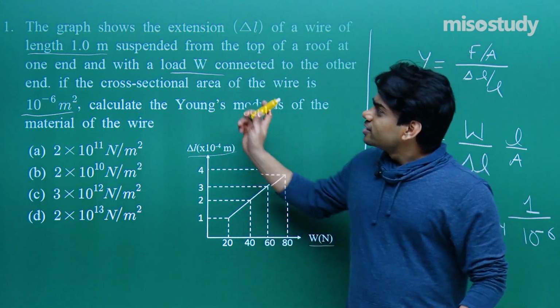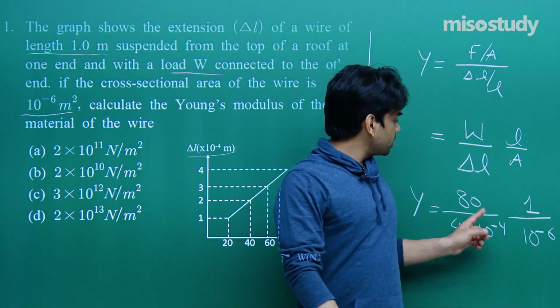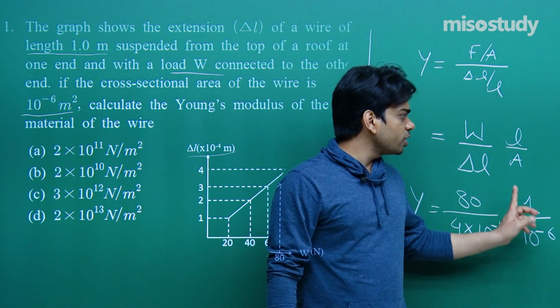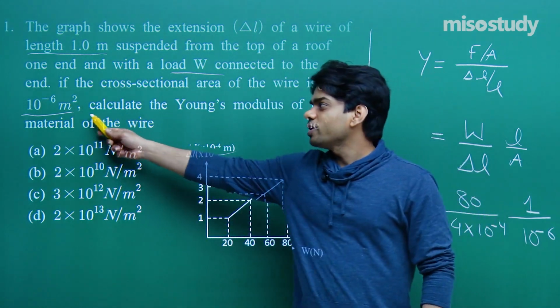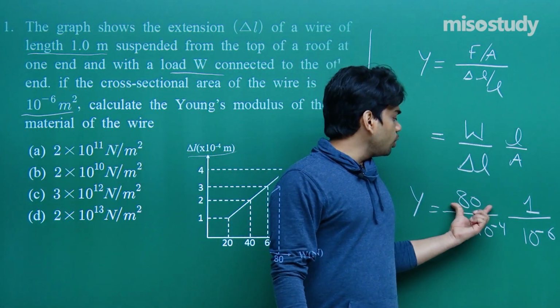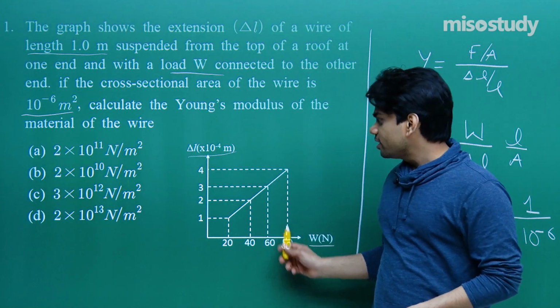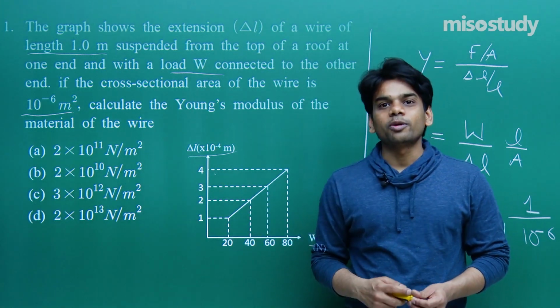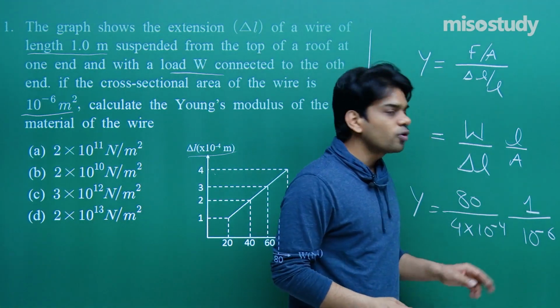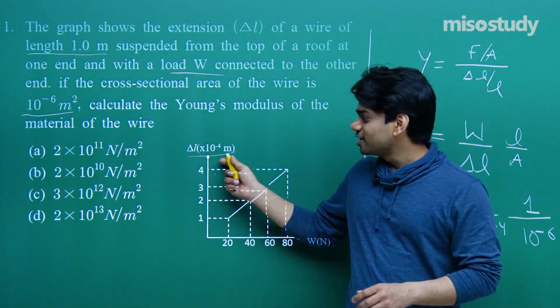Now you see here, since delta L is in meters, I have put length in meters. Area is 10 to the power minus 6 square meter, again that is in SI units. W is 80, that I have put here, and delta L as 4 into 10 to the power minus 4, it's in meter.